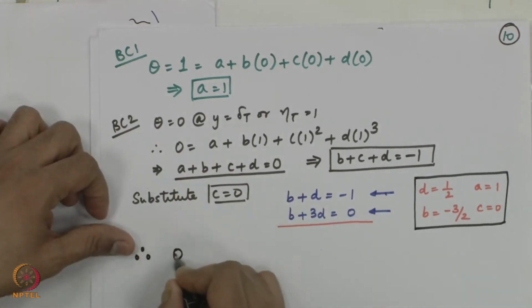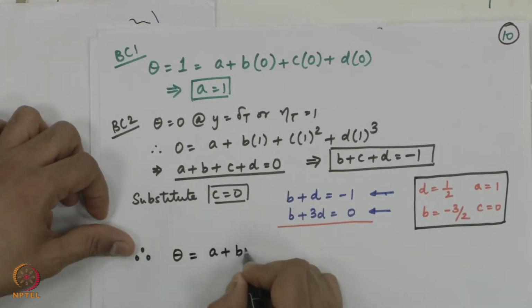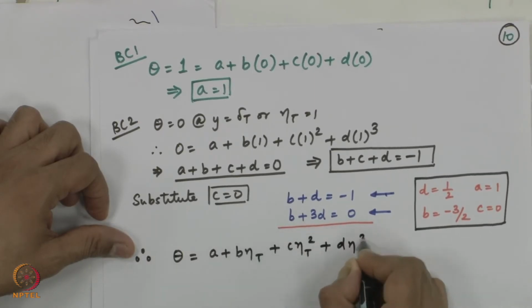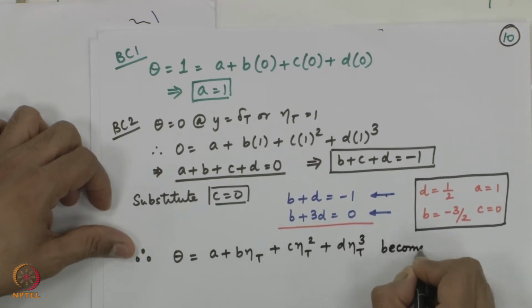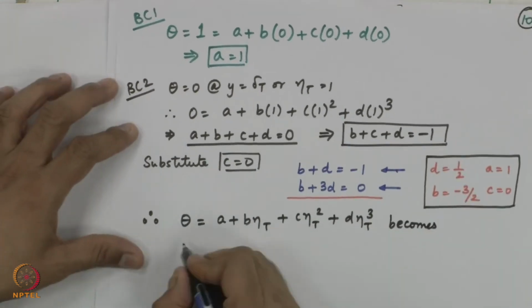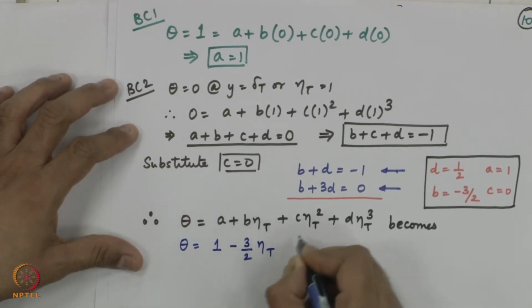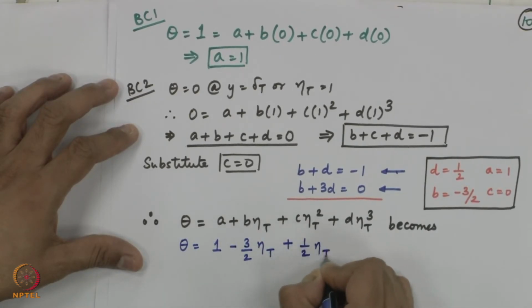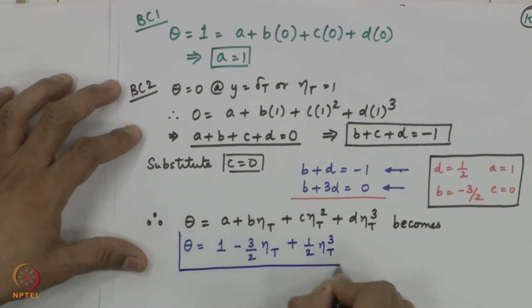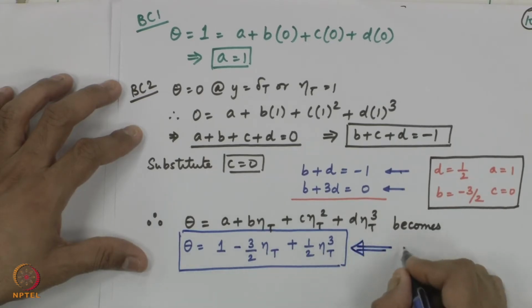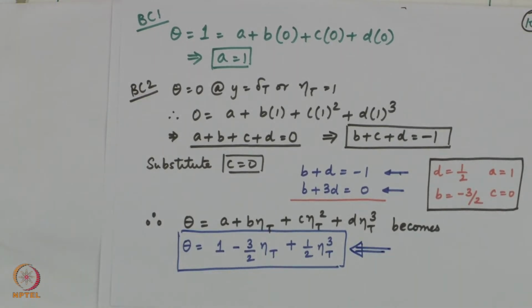Therefore, theta is equal to a plus b eta t plus c eta t squared plus d eta t cubed becomes, I get now an equation which is useful. Theta is equal to 1 minus 3 by 2 eta t plus half eta t cubed. This is my temperature profile. Not so useful because we still need to get the Stanton number or the Nusselt number.